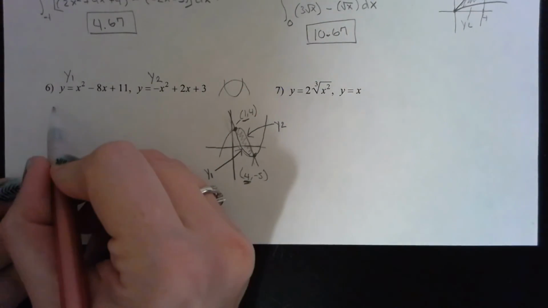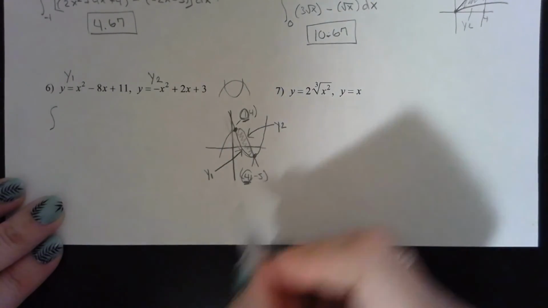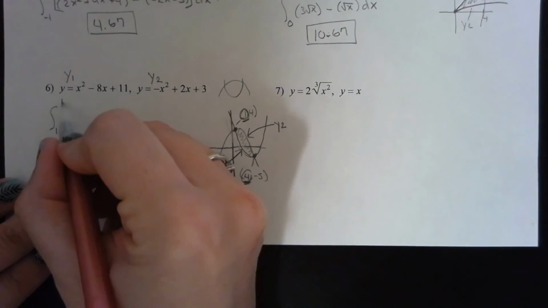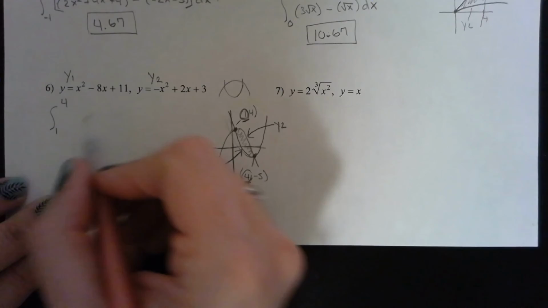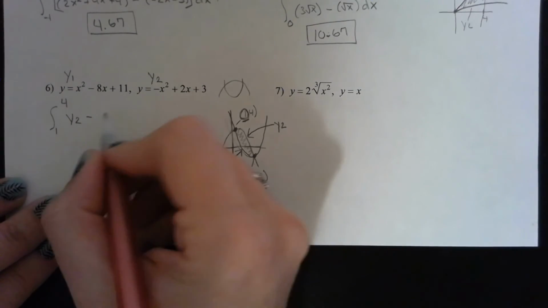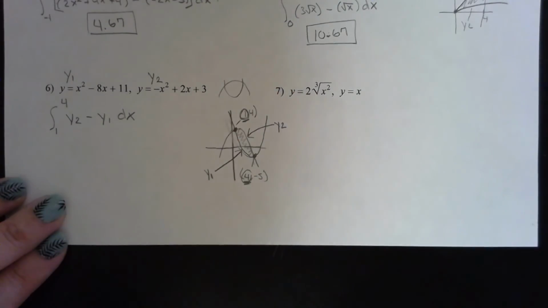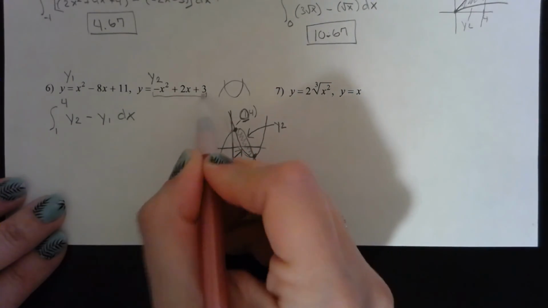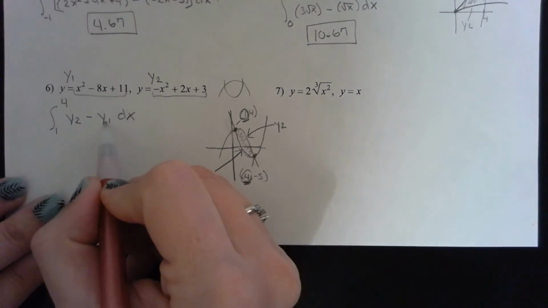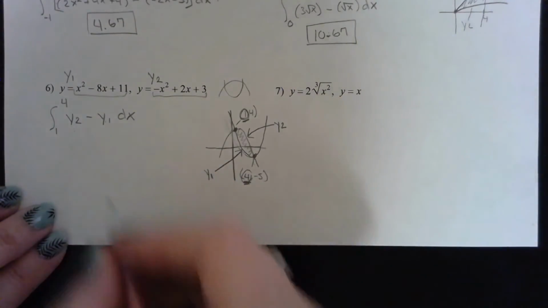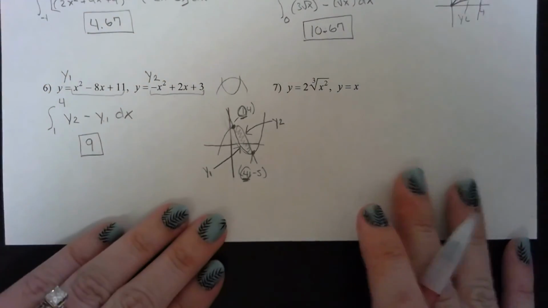So when I punch this in, I'm actually going to use these x values. So from 1 to 4. And my top function here is my y2, and my bottom function here is my y1. With respect to x, I'm just saving myself writing all of that in place of that y2, and writing all of that in place of that y1. Okay, when you type that in, we should get a nice 9.